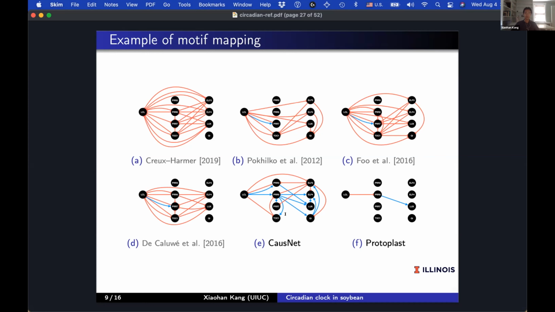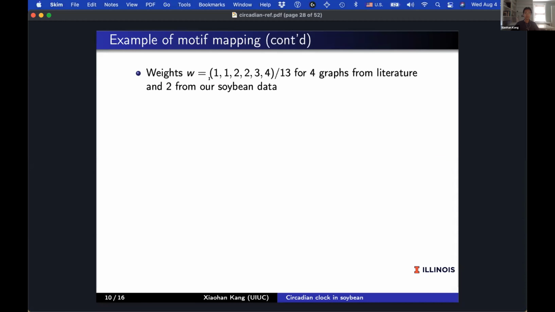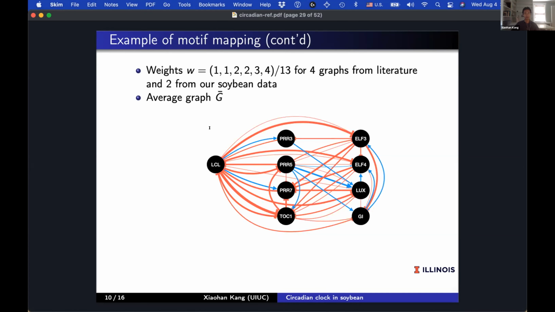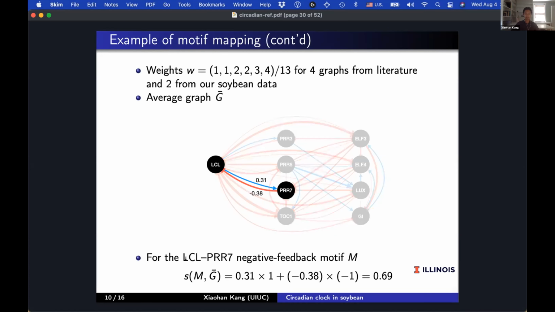Given these graphs, we assume there's a weight associated with each of the 6 graphs. We're assigning a smaller weight for the older models or the generic models, a slightly higher weight for the Arabidopsis models, and an even higher weight for our soybean experiments. And then what we get as the average graph G bar is like this. Then we can calculate the score based on this average G bar for each motif.